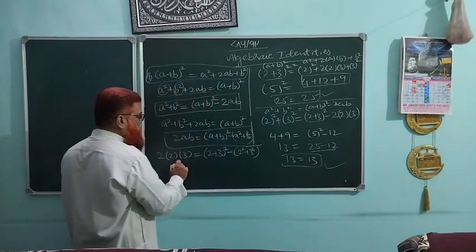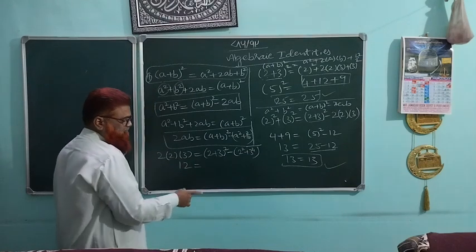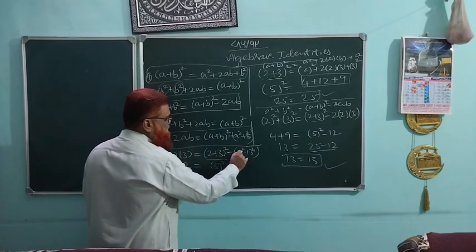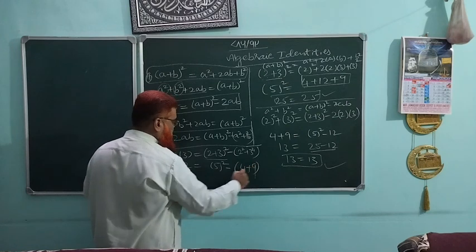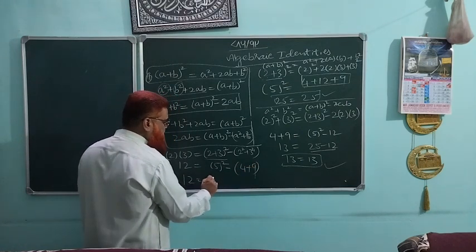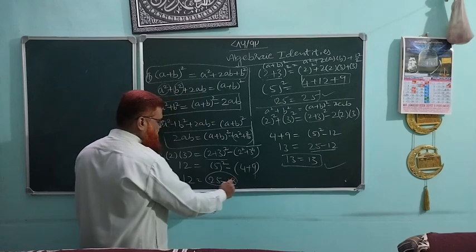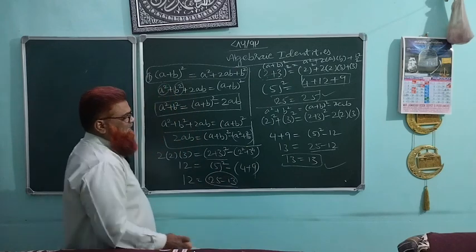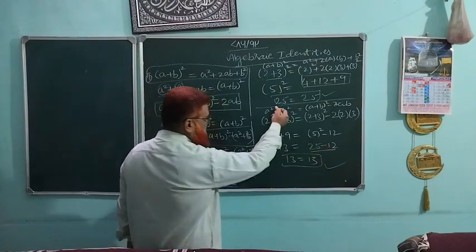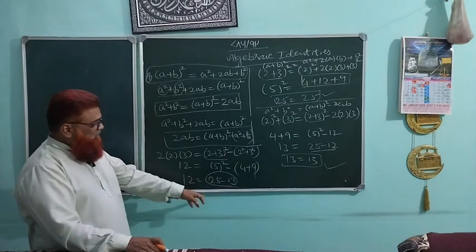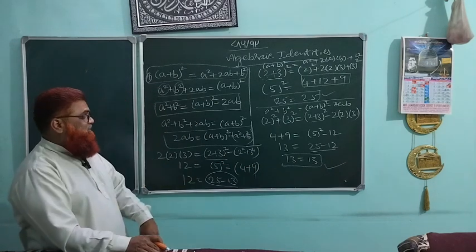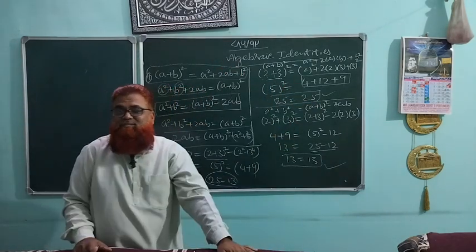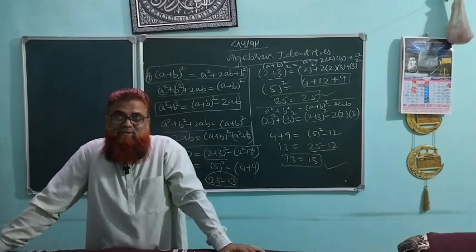See, 2 2s are 4, 4 3s are 12, is equal to, what is (2 plus 3) whole? 5 whole square minus 2 square is 4, 3 square is 9. This 12 is equal to 5 square is 25 minus 13. 25 minus 13 is 12 and 25 minus 12 is 13. See that 25 minus 12 gives the value of a square plus b square. 25 minus 13 gives the value of 2ab. Isn't it? And 4 plus 12 plus 9 gives the value of (2 plus 3) whole square. I hope you followed this very easily.